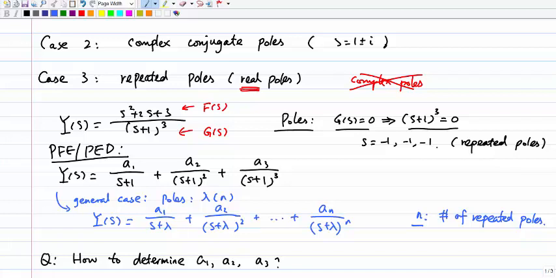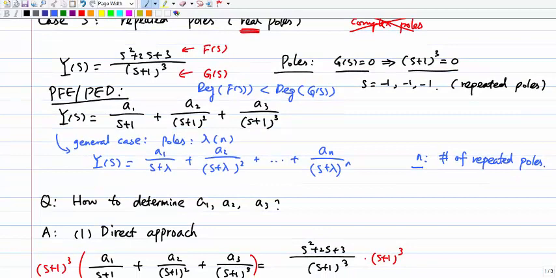You can see the structure of the decoupled form of Y(s). I also want to emphasize that the degree of F(s) should be less than the degree of G(s) as well. You have to make sure this is valid. Since we already know the form, what we need to do is figure out those parameters a1, a2, and a3. That's the main problem we have to solve.